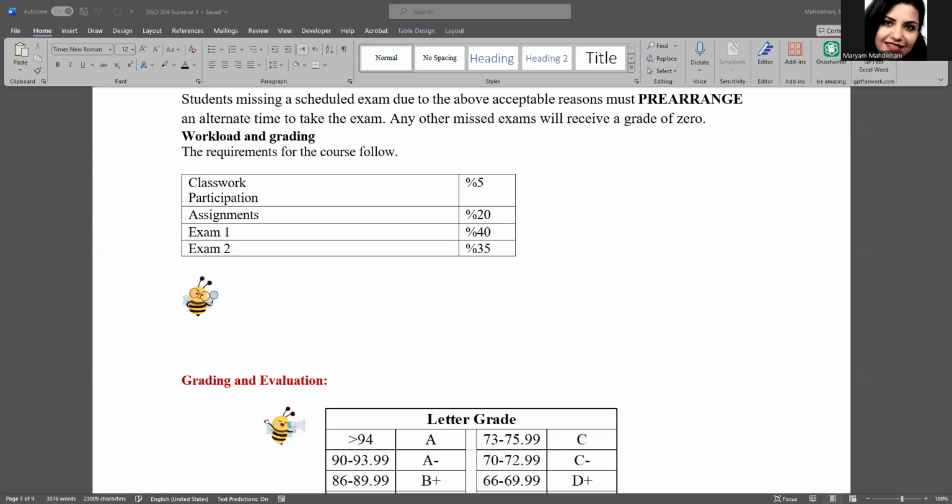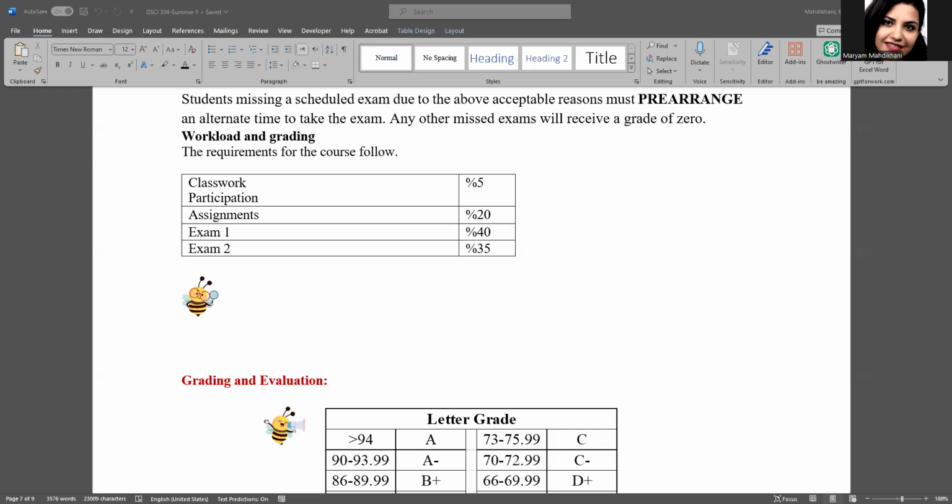Hi, everybody. I would like to talk about the instruction of the course DSCI 304 for the summer. So here I'm sharing with you the syllabus of this course and talk a little bit about how we are going to learn in this course and how we can get a good grade if we follow the instruction of this course.